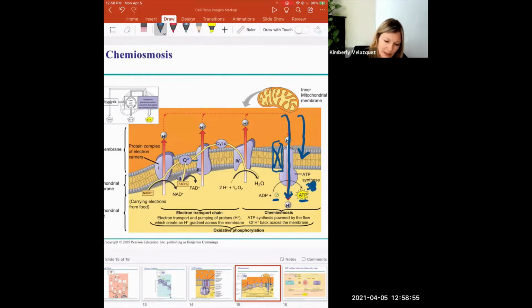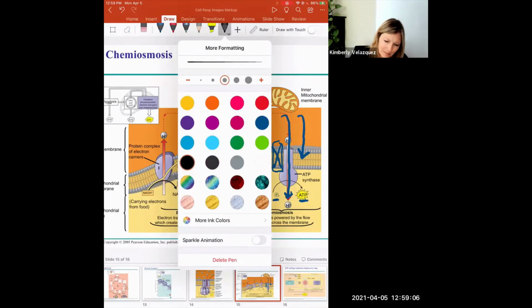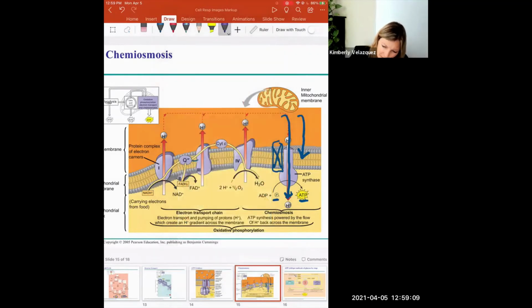Oh boy, sorry. When it gets towards the edge, it just really gets wonky over there. So 32 on average ATP get made that way. Also, one thing we haven't talked about yet, the final electron acceptor, oxygen. When those hydrogens come back across, they're going to finally join up with oxygen and produce water.